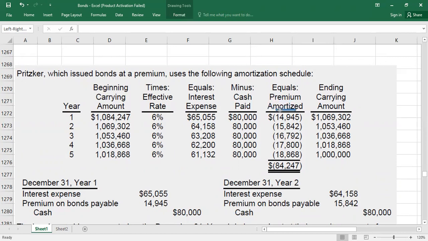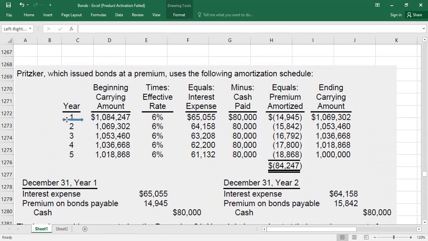each year. And if you want to calculate the ending carrying value, what you need to do is take the beginning carrying amount minus amortization of premium. This will give you the ending carrying value, and we will see properly with the help of the format. So here we go, let's start working. First, let's prepare the amortization schedule.